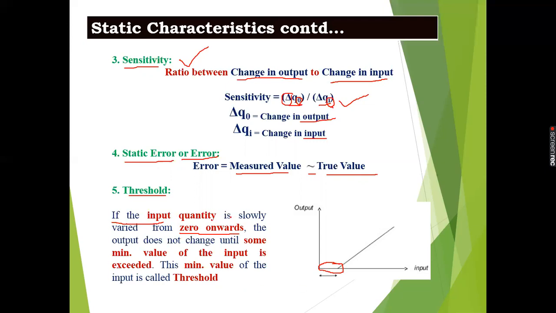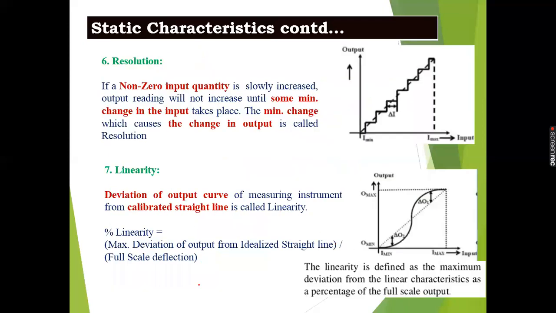If the input quantity is slowly varied from 0 onwards, the output does not change until some minimum value of the input is exceeded. That minimum value of the input is called threshold. So threshold is the minimum value of input required to get the output. Coming to the next one, resolution.